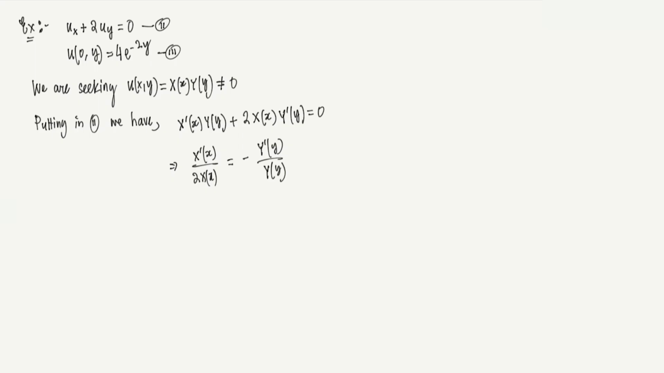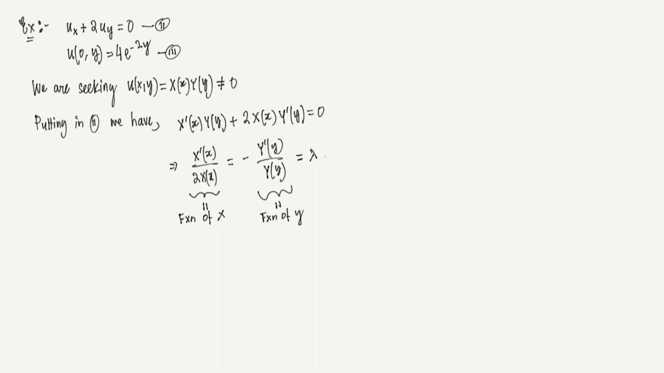Now, this is very, very important. The left hand side of this equation is a function of x only. It's not a function of y. And the right hand side is a function of y. So the first one is a function of x and the second one is a function of y, and you are saying they are the same. This is only true if they are equal to a constant value lambda.